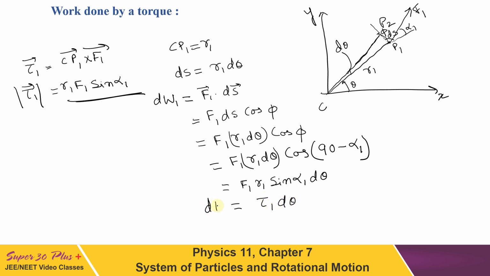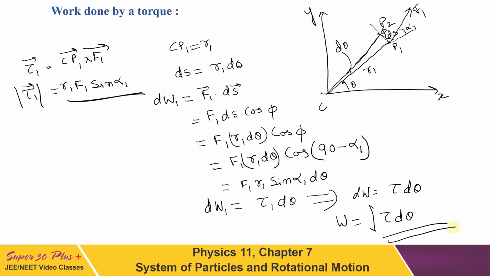This is work done by the force F1, as you can see, and from here now we can generalize the result, because if only one force is acting, we will write dW is equal to tau d theta. But if so many forces are acting on a particle or a system of particles, then of course we have to write for each force independently, and we can generalize the term dW to be equal to tau d theta. And of course on integration this will give net work done to be equal to integration of tau d theta. So this is work done by a torque.